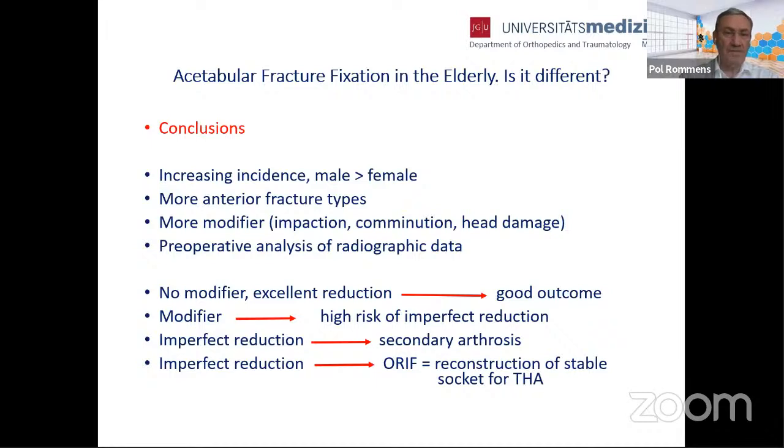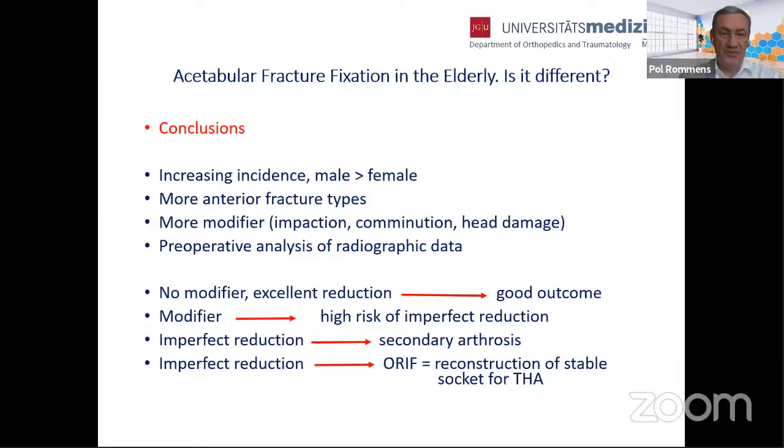So as a conclusion, we are confronted with more and more acetabular fractures in the elderly. This type of pathology is predominantly present in male. There are more anterior fracture types, but we also see more modifiers like impaction, comminution, and head damage. So we need a thorough preoperative analysis of the radiographic data to estimate what is the best type of treatment, and also to estimate the outcome after an open reduction and internal fixation.